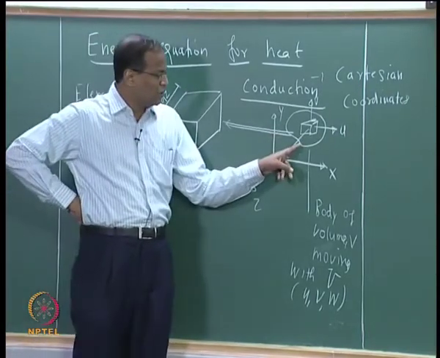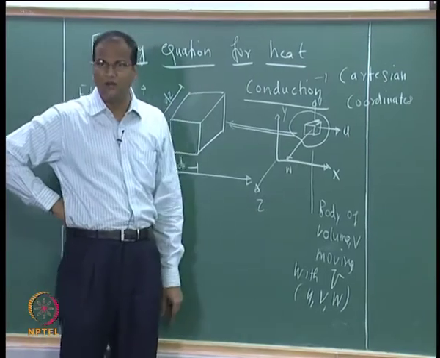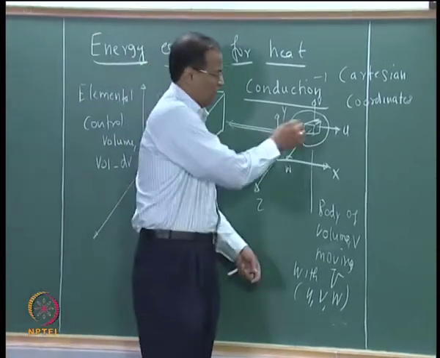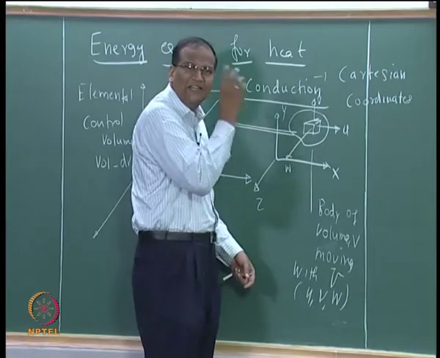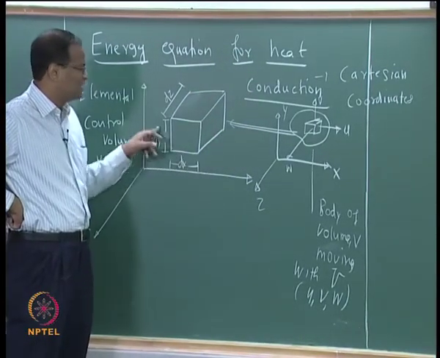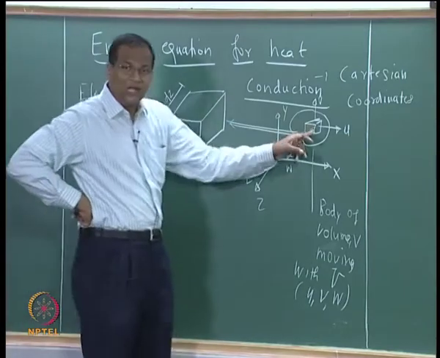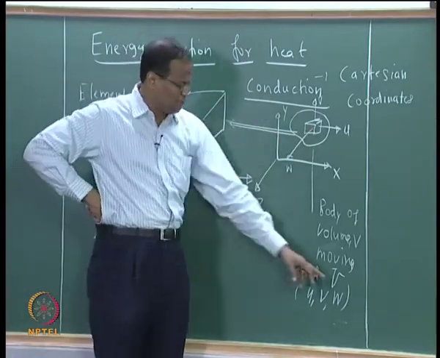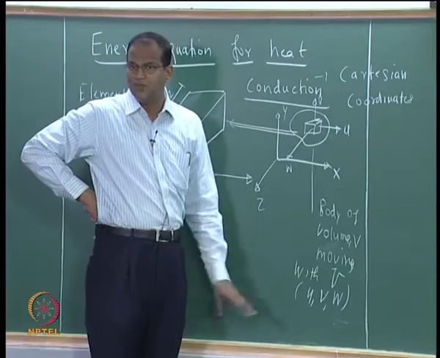I take an arbitrary volume, arbitrary shape which has got a volume V. I am considering an elemental volume dV. The elemental volume is a cuboid with dimensions dx, dy and dz. This body is moving with a velocity which is given by V. V has got three components u, v, w.